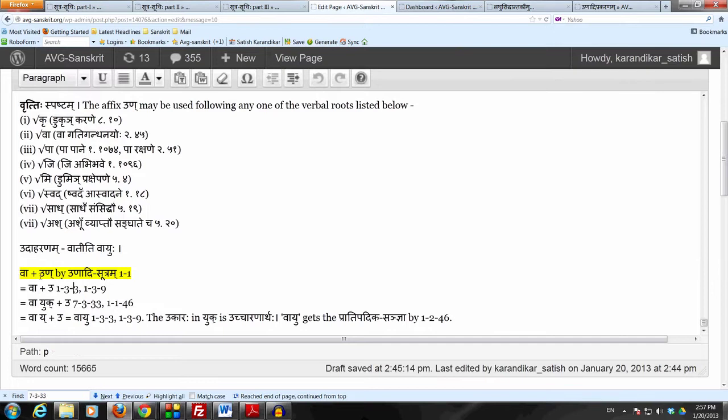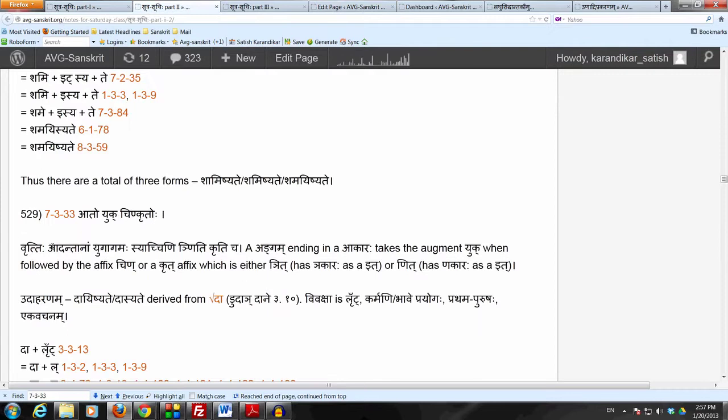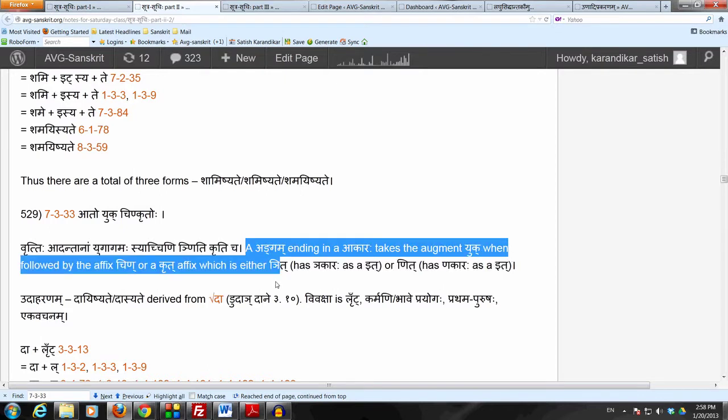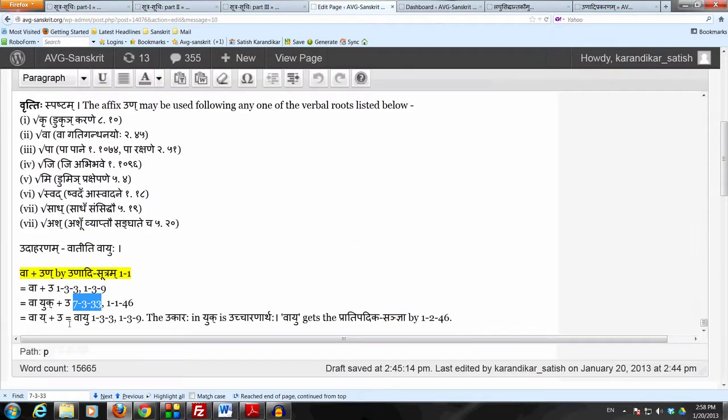So here what happens is that we can now apply 7.3.33, which says ato yuk chin krito. Vritti says adantanam yugagamasya chini nyiti kriti cha. So kriti, without the krit sanya we could not apply this sutram. So an angam ending in a akaraha, which is what we have now, we have the angam va, which ends in a akaraha, takes the augment yuk when followed by the affix chin, or a krit affix, which is either nyit, which has a chavarga panchamaha nyakara as an it, or nit, which has nakara as an it. Right now we have un, and un does have the nakara as an it, so we can apply this sutram 7.3.33 and bring in the yuk agamaha, and by adyantau takitau, the yuk agamaha joins at the end of the angam. So we get va yuk u.